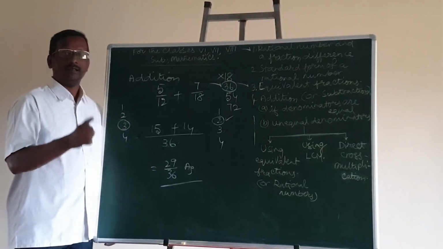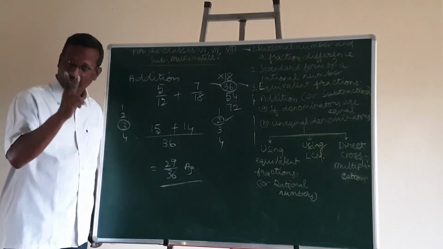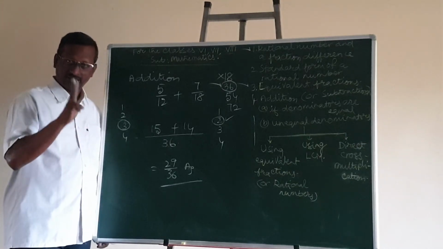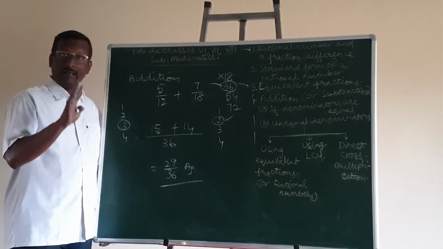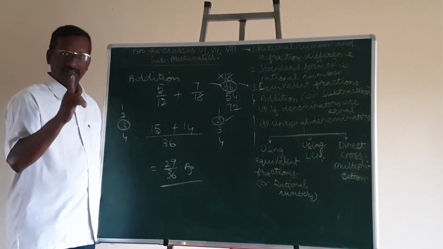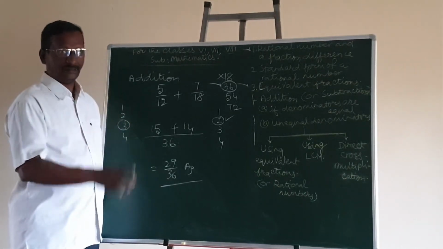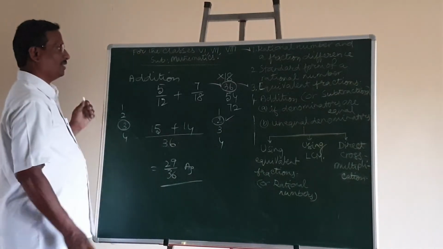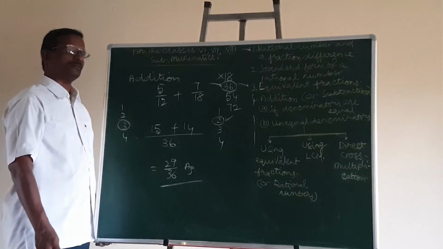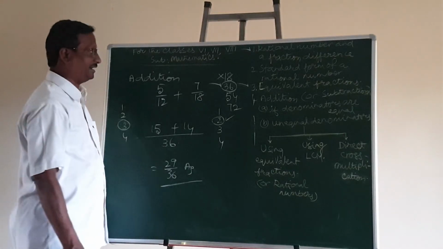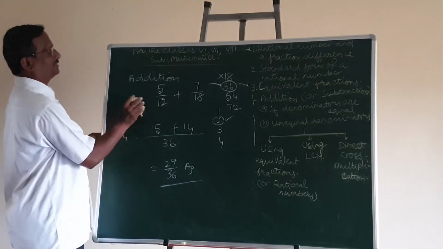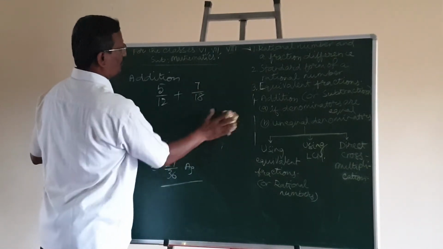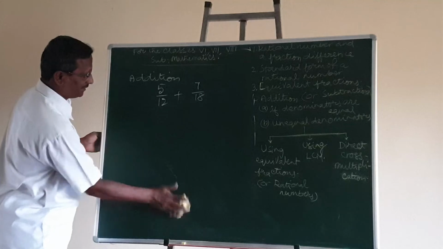If necessary, average children can see the video 2 times, and below average children, if you want, can see it 3 or 4 times, as many times as you want, and learn this method perfectly. Next, there is another method which is not suggested, but we will arrive at the answer. Same question: suppose you want to do it without finding the LCM, the method comes like this.